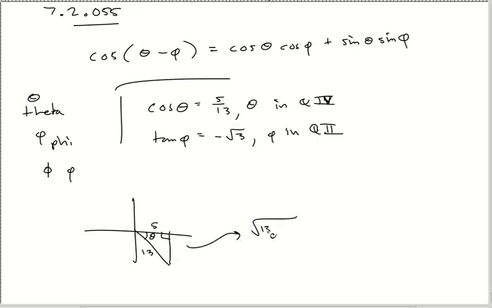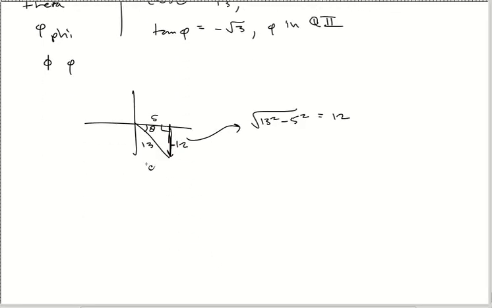So the square root of 13 squared minus 5 squared. Is it a 12, I think? Pretty sure it's a 12. Yeah, 12. But the problem is that if you just put a 12 here, that's incorrect. This is in quadrant 4. That's actually a negative 12. Look, it went down, didn't it? Make sure you make the signs correct whenever you're doing this.